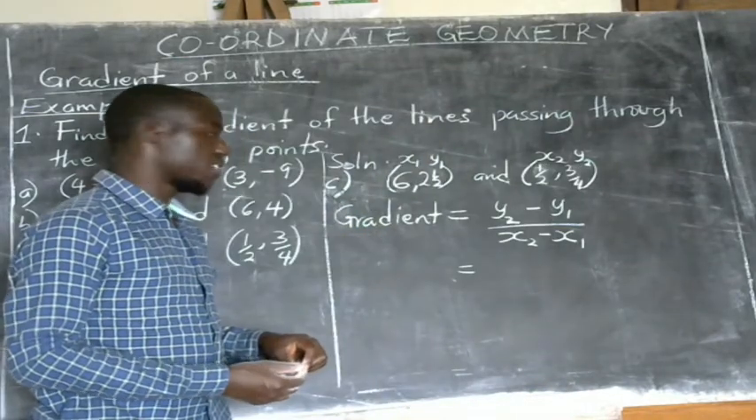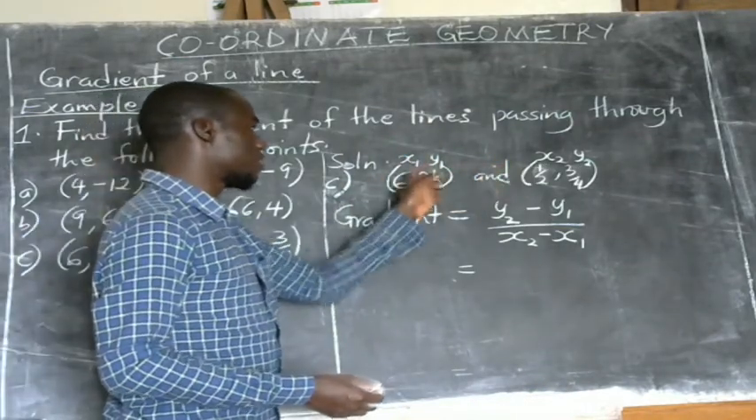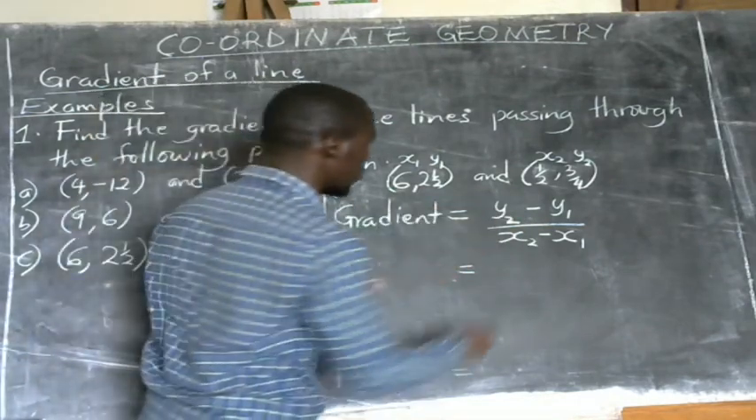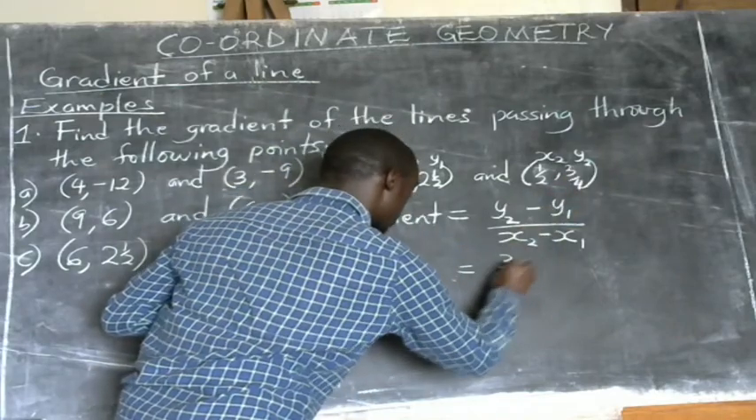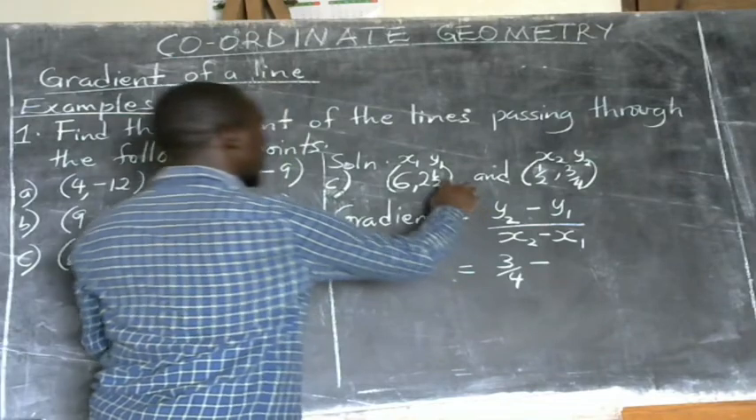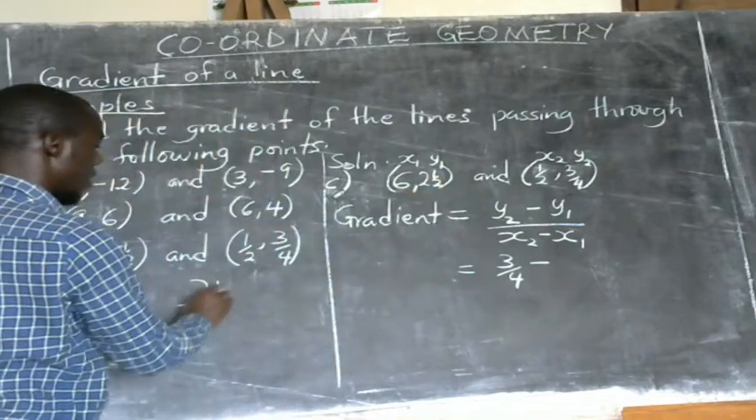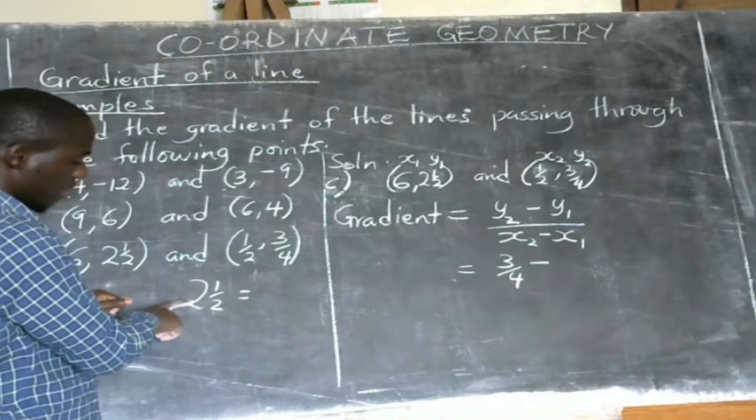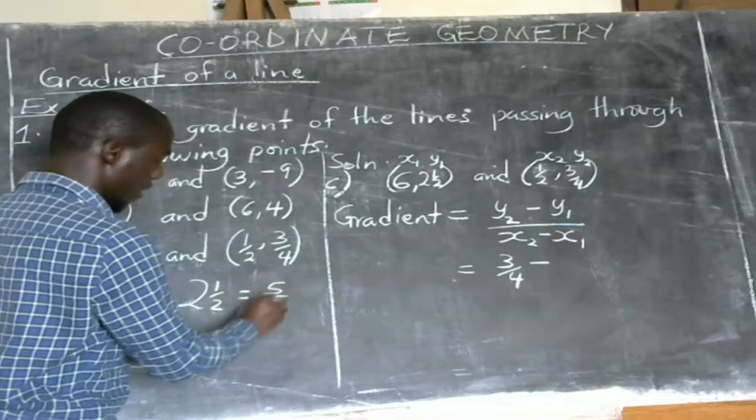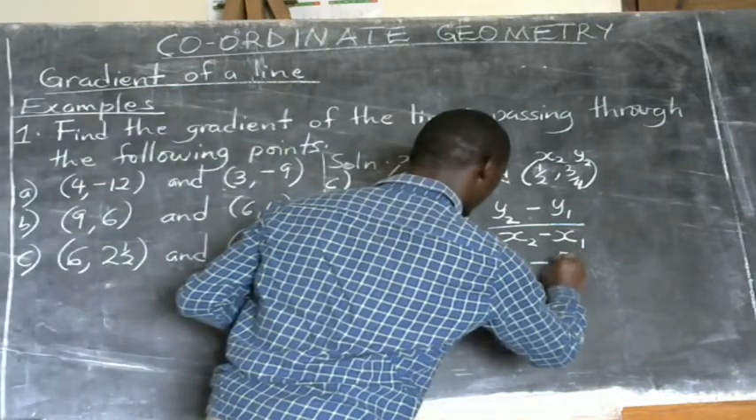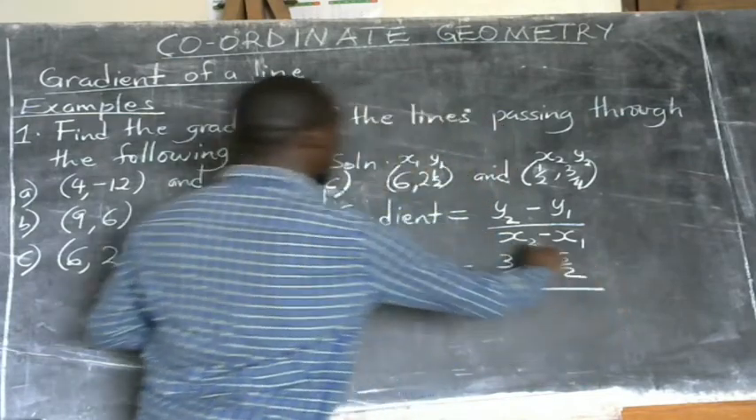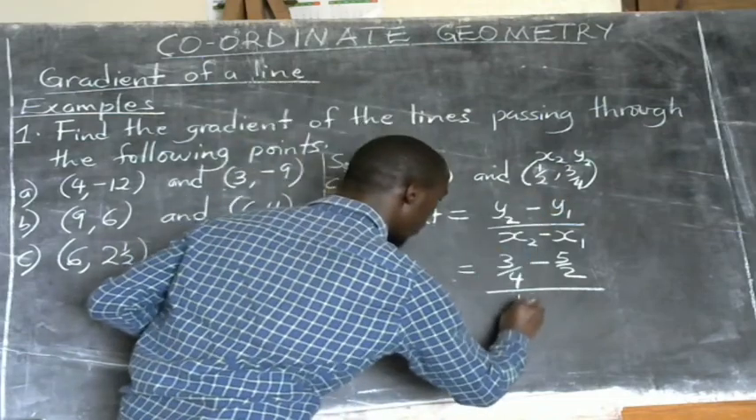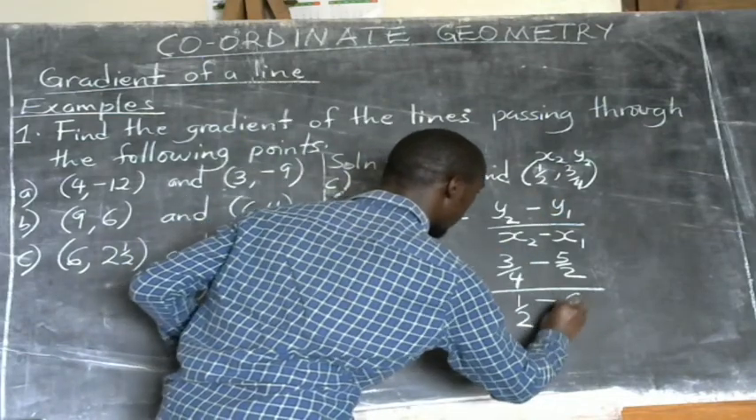For part C, I have my points there. I've nicknamed them. Then that is the formula for getting the gradient. So when I substitute, y2 is 3 over 4, then minus 2 and a half, converting it to improper: 2 times 2 is 4 plus 1, that's 5 over 2. So minus 5 over 2, then divide by the denominator, that is x2, which is a half, then minus 6.